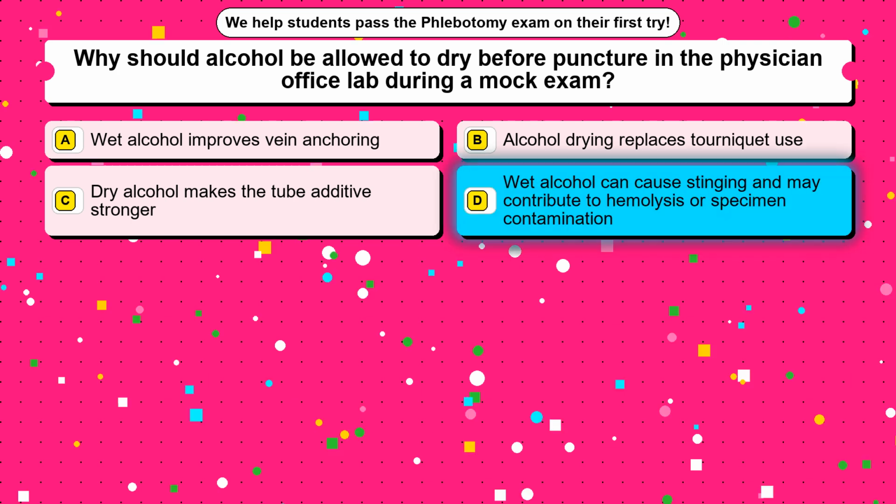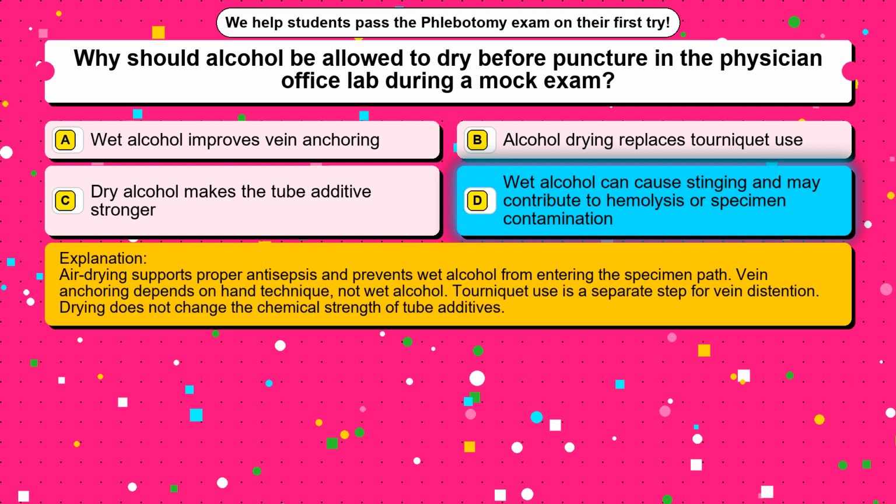The correct answer is option D. Wet alcohol can cause stinging and may contribute to hemolysis or specimen contamination. Air drying supports proper antisepsis and prevents wet alcohol from entering the specimen path. Vein anchoring depends on hand technique, not wet alcohol. Tourniquet use is a separate step for vein distension. Drying does not change the chemical strength of tube additives.